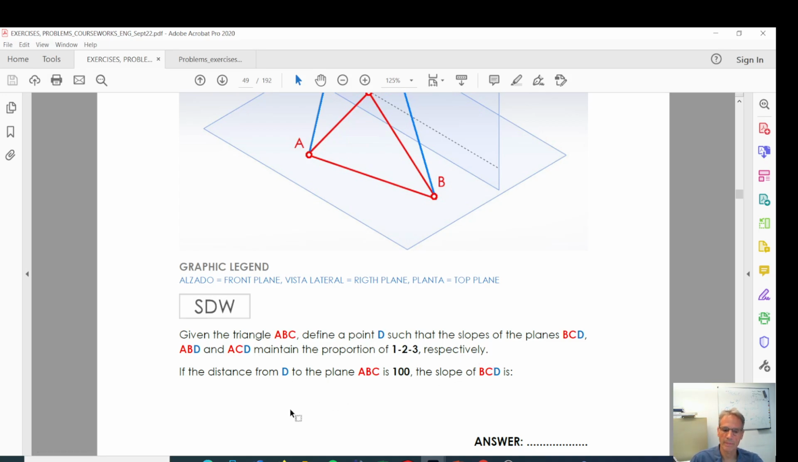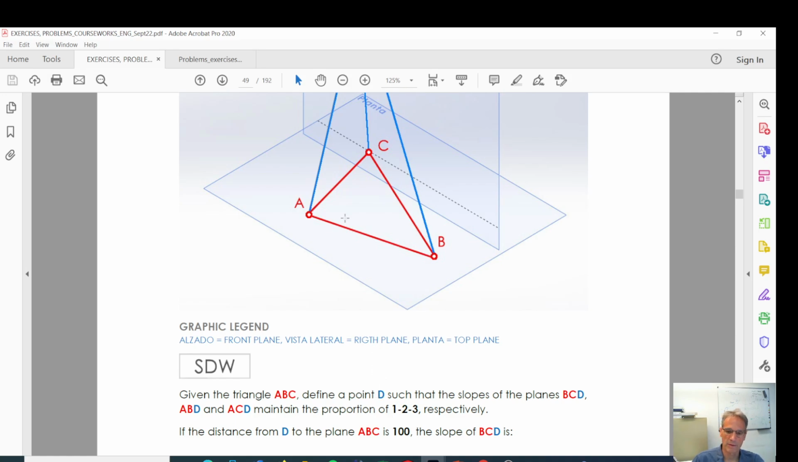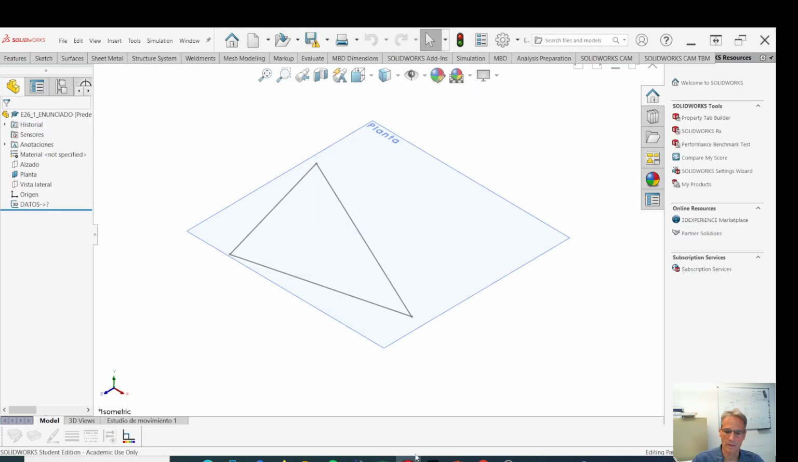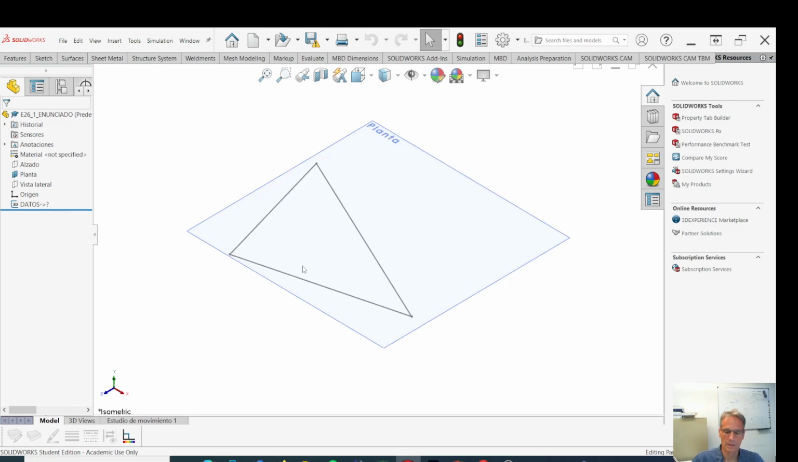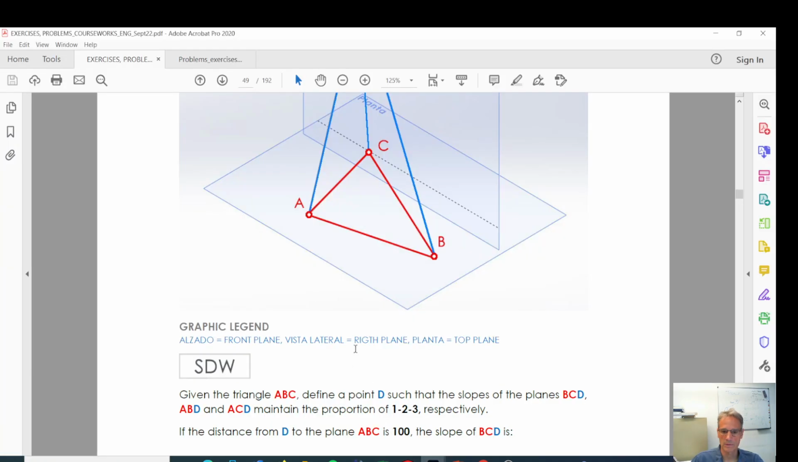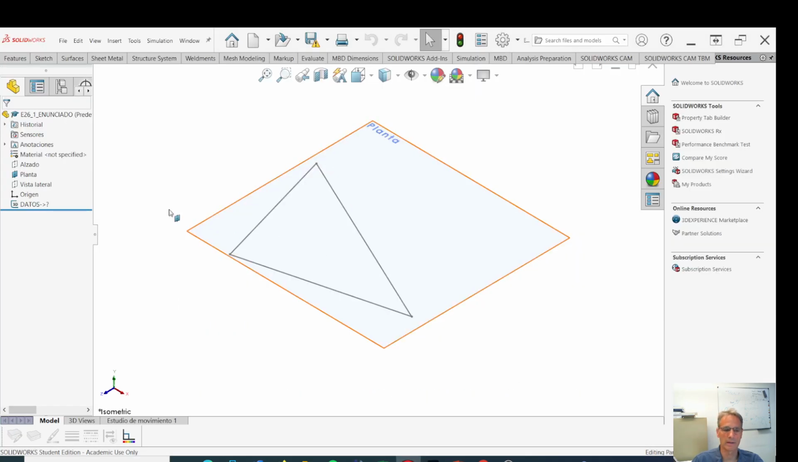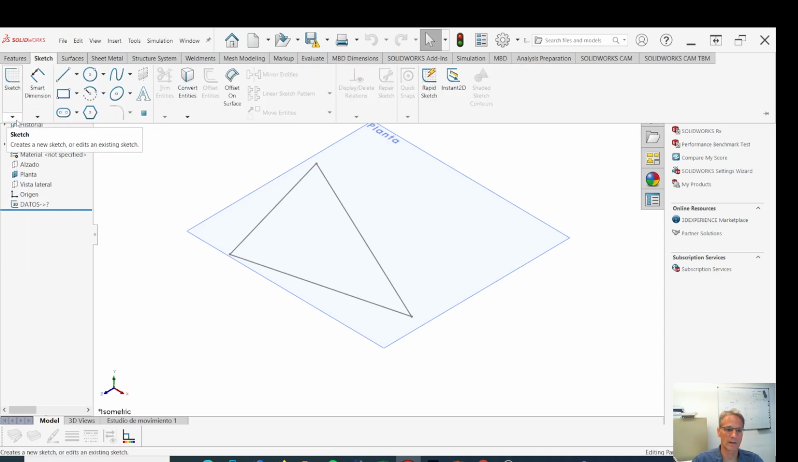And then it says that if the distance from D to the plane ABC is 100, what is the slope of BCD? So that's the question. There are different methods to solve this, and then we are going to check here. Okay, so we have this triangle. Yes, so it should be ACB. Then I'm going to solve it in two different ways.